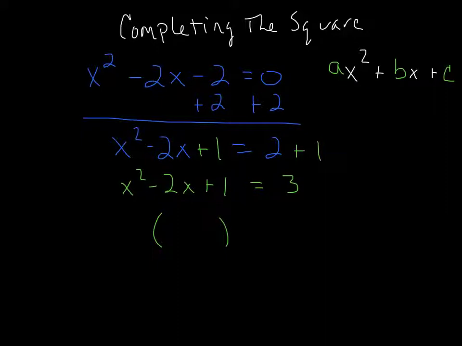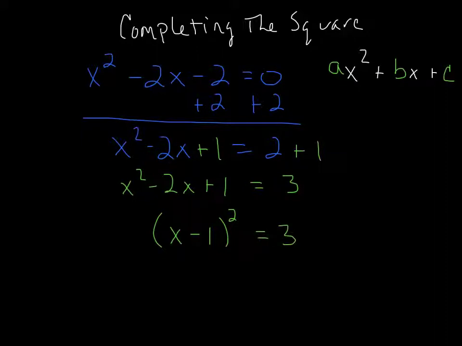So x squared minus 2x plus 1, if you factor that, it's x minus 1. The square root of x squared is x, the square root of 1 is 1, and then you take the same sign as the middle. And then you put a square on it.